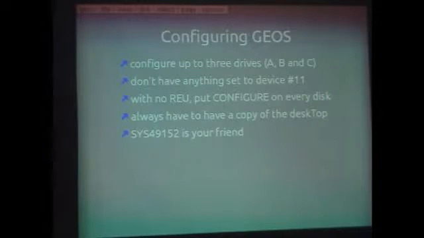It's for swapping the other 2. And I'll show you that when we see the desktop. Don't have anything set on device 11. The reason for that is, if you take drive C and swap it with drive B, it's going to make one of them 11 temporarily to do the swap. That's why you should never have device 11 on a GEOS machine.